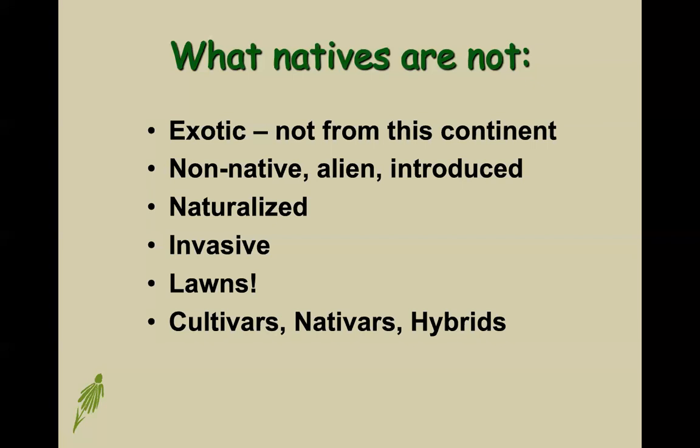Plants can also be naturalized, meaning that they're not from here, but they do well here. They're not really a problem that we know of. And then you have invasive plants, and anybody who knows me knows I'm all about invasives. So we'll talk more about that later. Lawns are not native. Kentucky bluegrass does not come from Kentucky. It comes from, I believe, the Middle East somewhere. And then we also have this conversation that we could have about cultivars and nativars and hybrids.